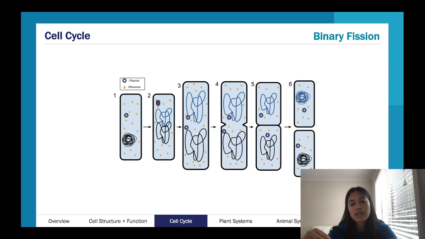Very simple process. It's not as complex as mitosis, and it happens much, much faster. That's why when you think of bacteria, what you guys know about bacteria, they replicate really rapidly, and it's super simple because it's such a quick, efficient process. So this can happen really, really rapidly. You're just doubling that genetic material and pinching off in the middle.